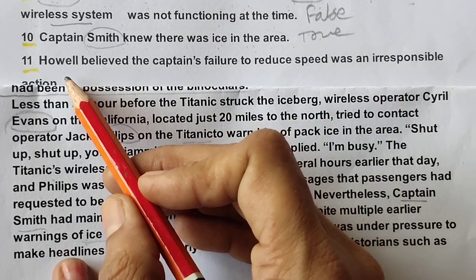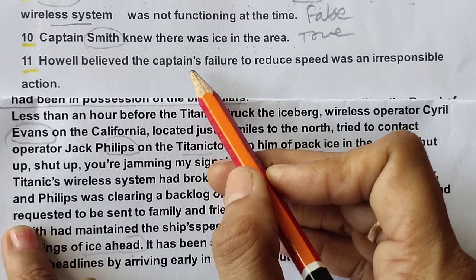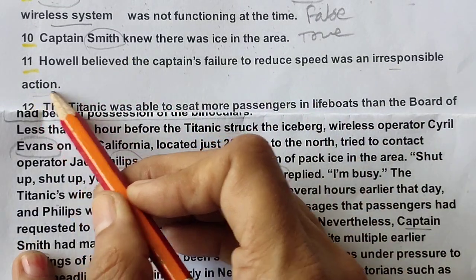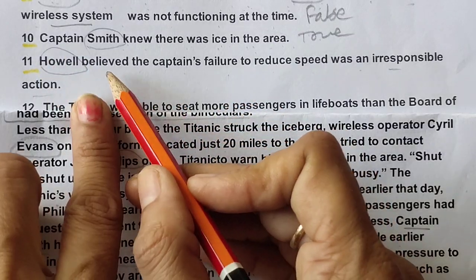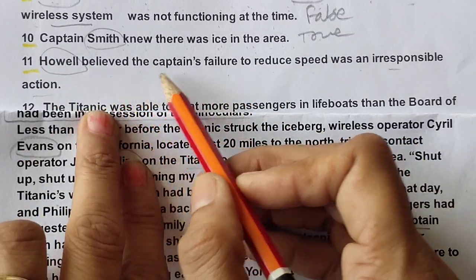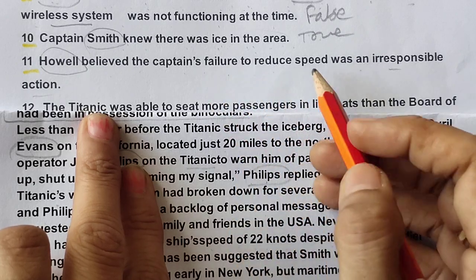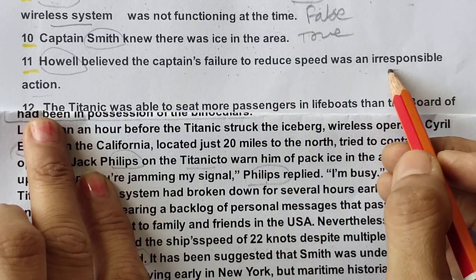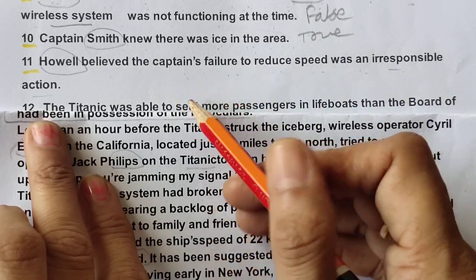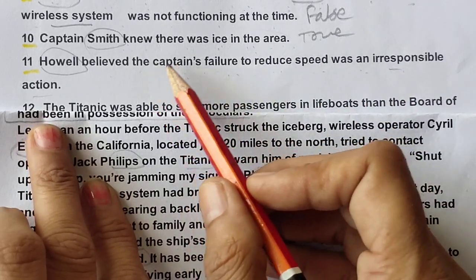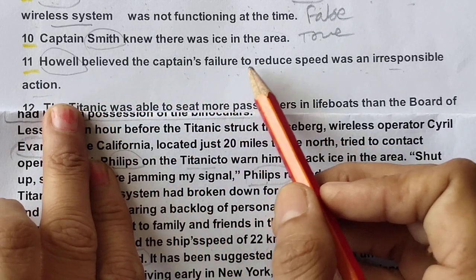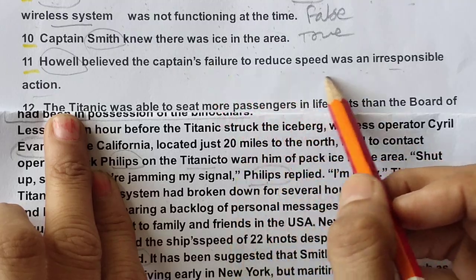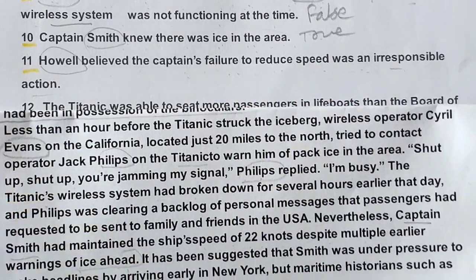Now coming to 11th, Howell believed that the captain's failure to reduce speed was irresponsible action. Howell, person name. If he believed the captain's failure to reduce speed was irresponsible action, it means that he was responsible, then true. And if they are saying something different, if Howell believed something different, then false. And if they are not talking about failure of speed and this thing, then not given.